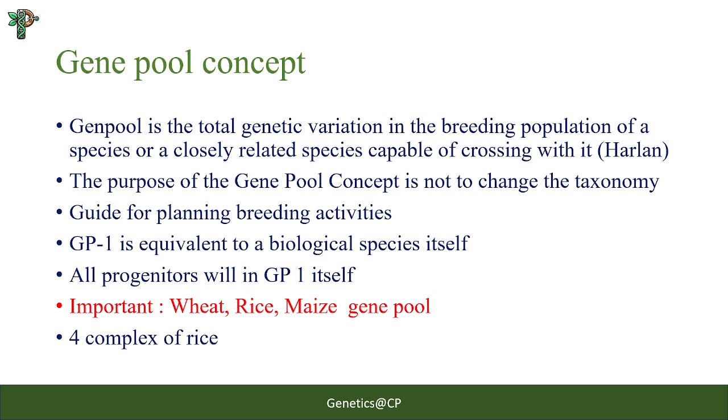And many times they will try to confuse you. For example, if a progenitor species is given, and they ask whether this particular progenitor is present in GP1, GP2, or GP3, without any doubt you should choose GP1. For example, if a progenitor species like Gossypium reticulatum is given, and they ask whether it is in GP1, GP2, or GP3, without any doubt you can opt for GP1 because all the progenitors will be present in GP1 itself.